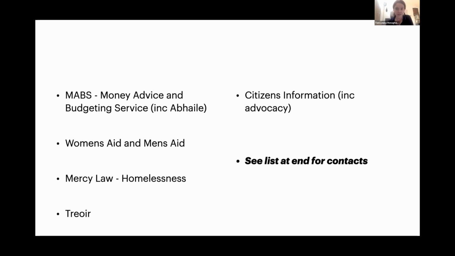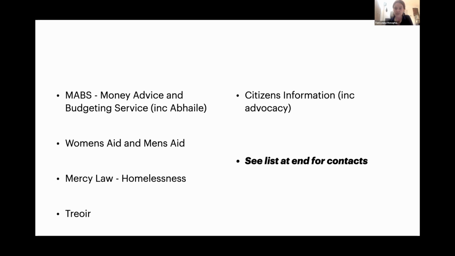Treoir, I know you're going to have a training from them specifically in a couple of weeks, and you'll know that they provide advice about single parent families. Their website is absolutely brilliant in terms of the information they provide on the likes of guardianship, custody and access, and maintenance. It's put so succinctly, I couldn't explain it better myself. I think it's really, really good.